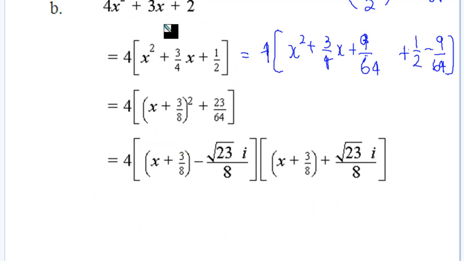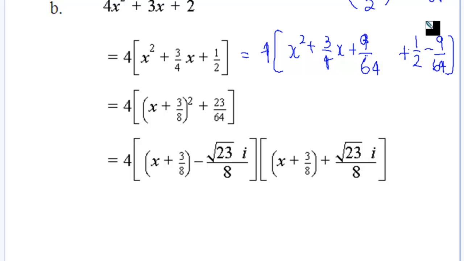So in B here, we need to, again, break up the 4x squared plus 3x plus 2. We factorize the 4 out because it's easier to work with a monic polynomial in this regard. So we'll take the 4 out and we have x squared plus 3 quarters of x, where we get the 3 quarters divided by 2, square it all, gives us the 9 on 64, and the 3 on 4 divided by 2 would give us the 3/8 there.